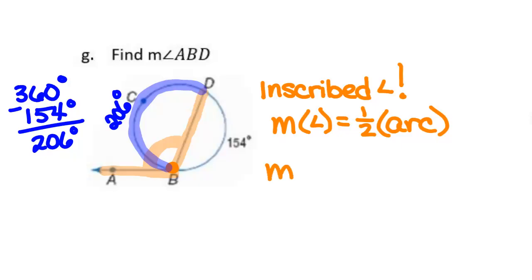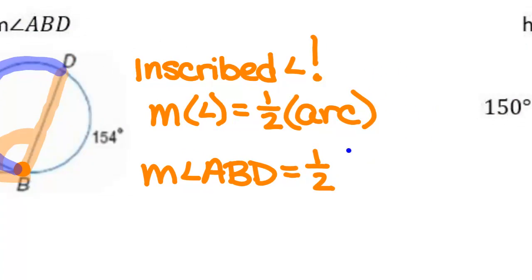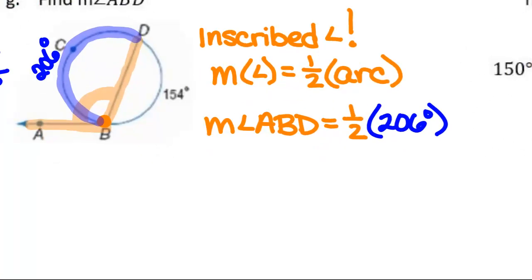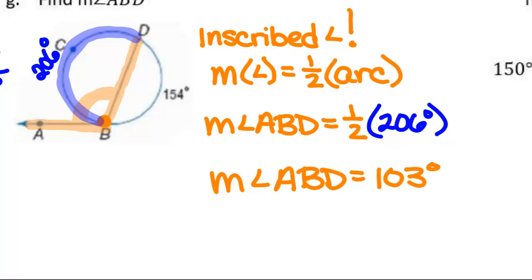So the measurement of angle ABD is equal to 1/2 of 206 degrees. What is half of 206? 103. So angle ABD is 103 degrees.